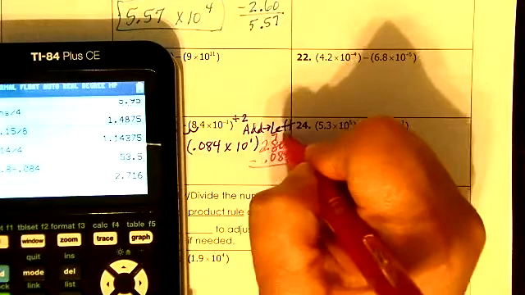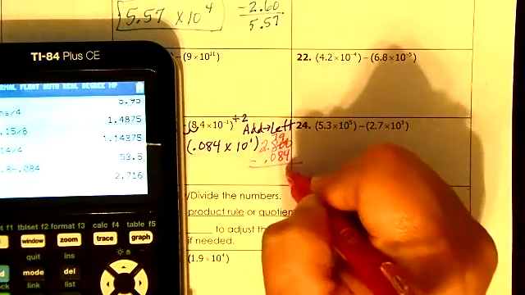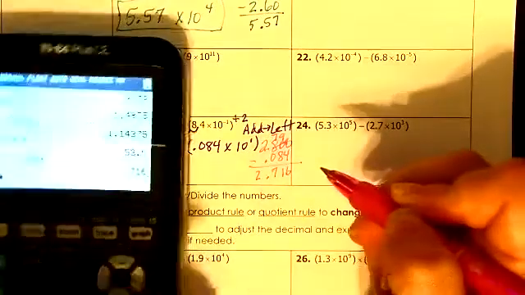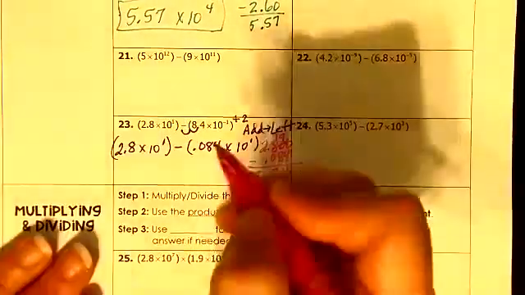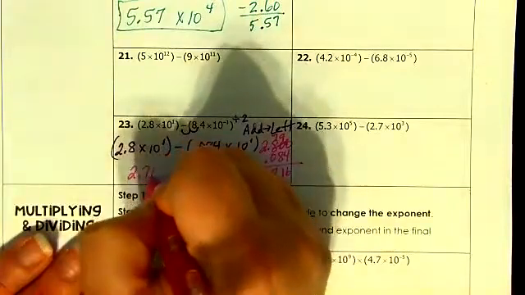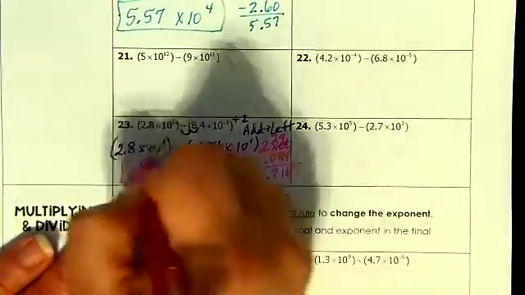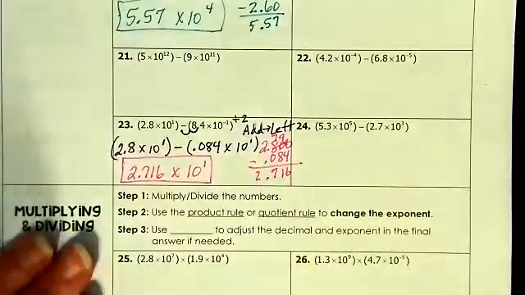This would have to become 79 and this is 10. So we get 617.2. So we have 2.716 times 10 to the 1 as our final answer.